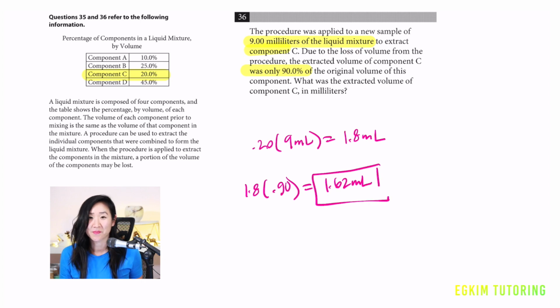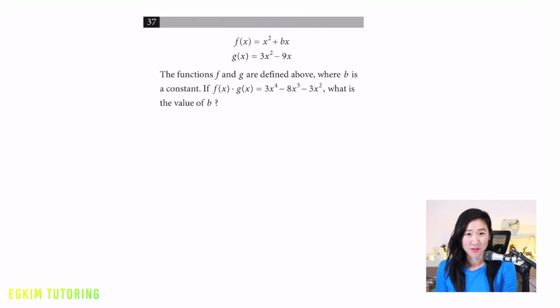So question 37 comes up from time to time, and sometimes it's kind of confusing. Basically, you have these two functions right here, and it says the functions f and g are defined above where b is a constant. If f times g is equal to this equation, what is the value of b? So they're asking you to find the value of b, which is just a constant, which just means it's a number. So again, we're going to set up an equation where we multiply the functions and have it equal to this right here.